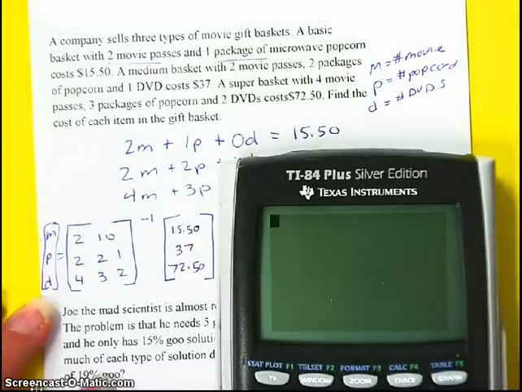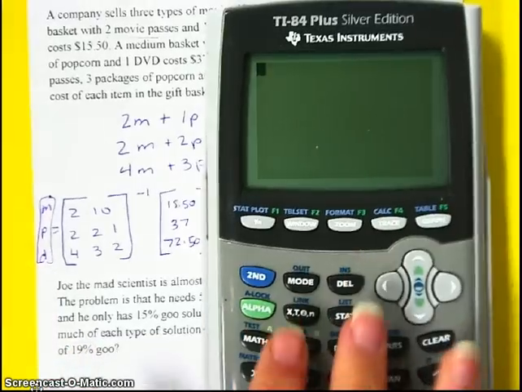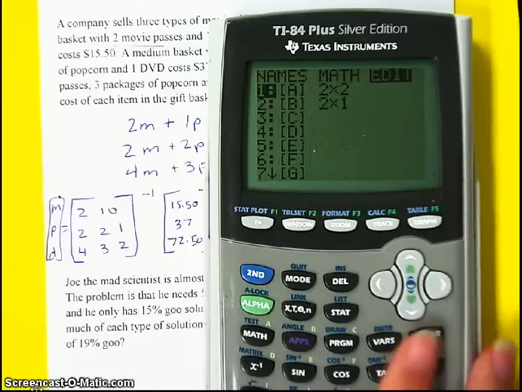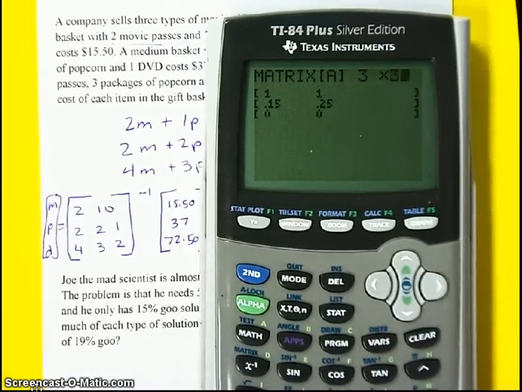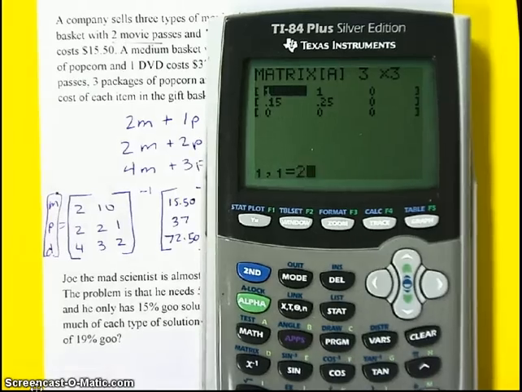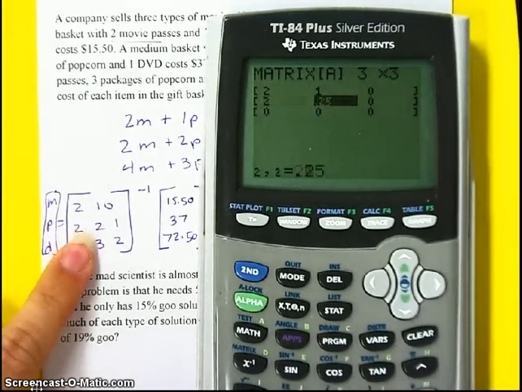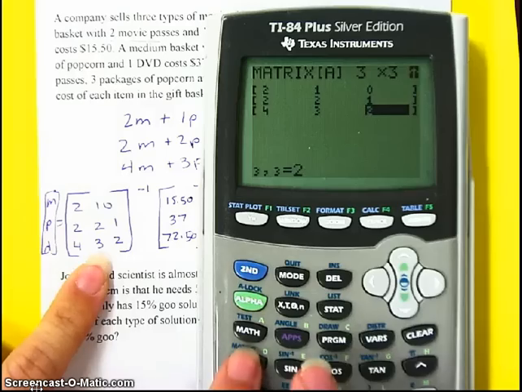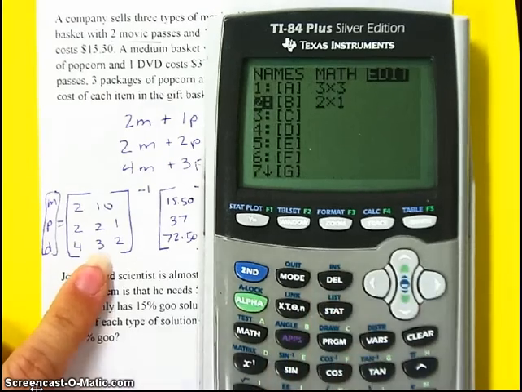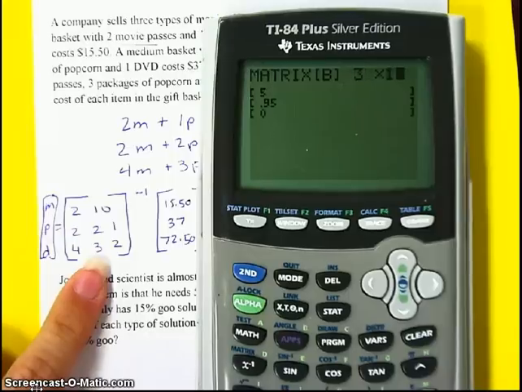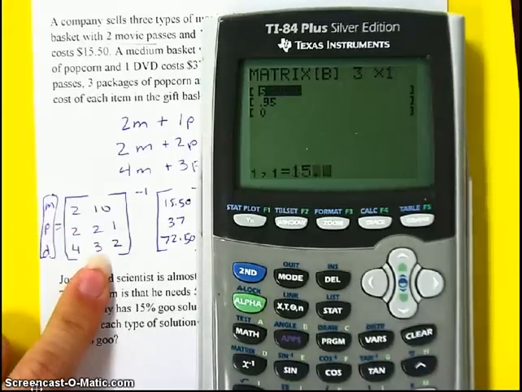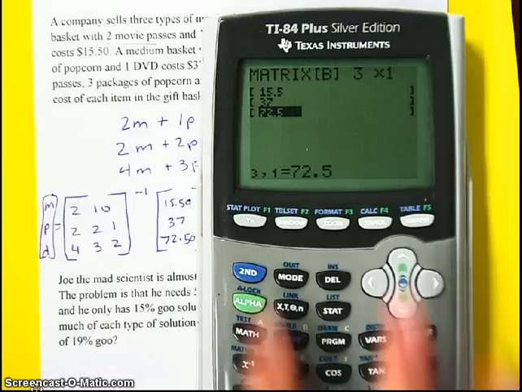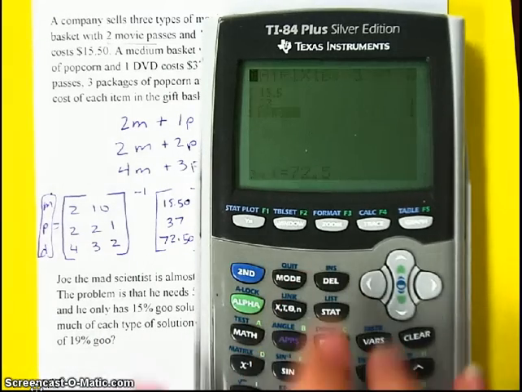Okay, so if we go and type this into our calculator, I'm going to use the other method of typing them in. So if you haven't seen this, I'm going to hit second matrix, go over to edit, and I want this to be a 3x3, so I'll type in 3, 3. Here you can hit enter to toggle between. So we have 2, 1, 0, 2, 2, 1, 4, 3, 2. It's my first matrix. Then second matrix, we need to edit matrix B now, so we can type in our B matrix. It is a 3x1. So we have 15.5, 37, and 72.5. Our B matrix. We're going to hit second mode, or second quit, to go home.